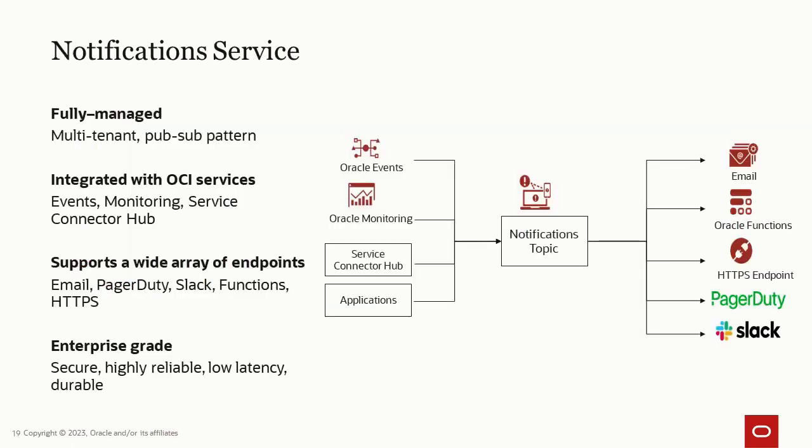So the notification service has different channels to be used for pushing notifications. It can be email, HTTPS endpoint, Slack, PagerDuty, and some other third-party applications. So Sunil, I have a question for you. What are some commonly used services to pair with the notification service?